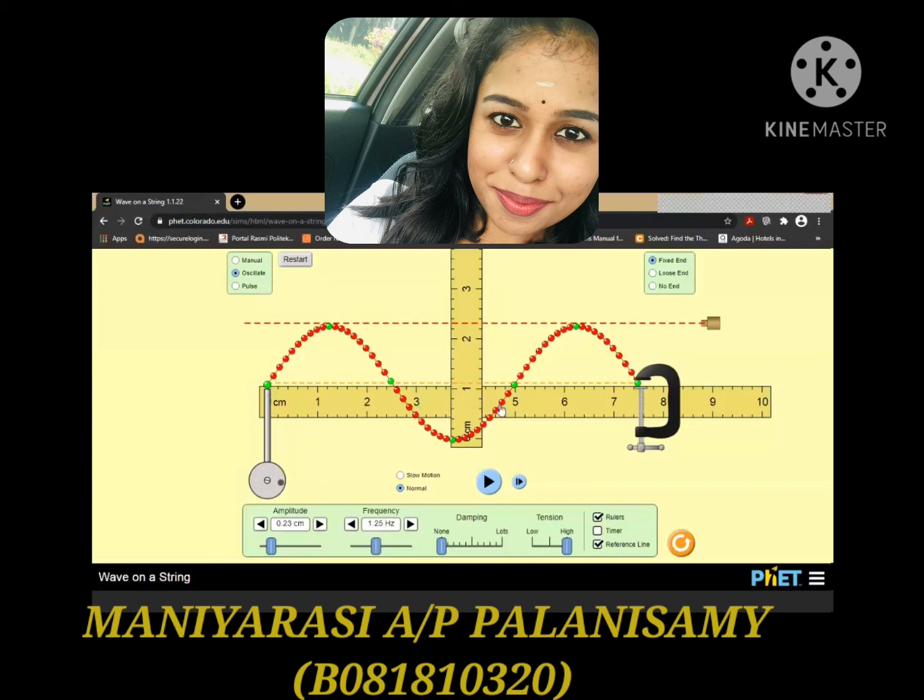Okay, so the formula is v = λf. The lambda is 5 centimeters. We convert to meters, which is equal to 0.05. Times the frequency, 1.25. So the velocity of the wave is 0.063 meter per second. Thank you.